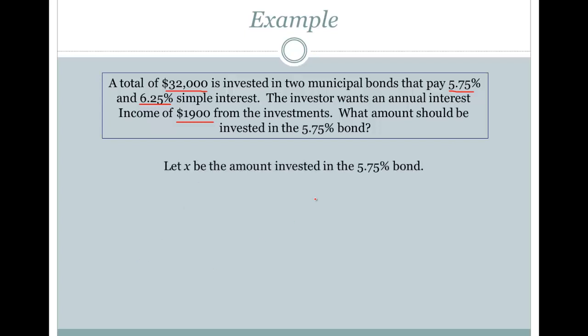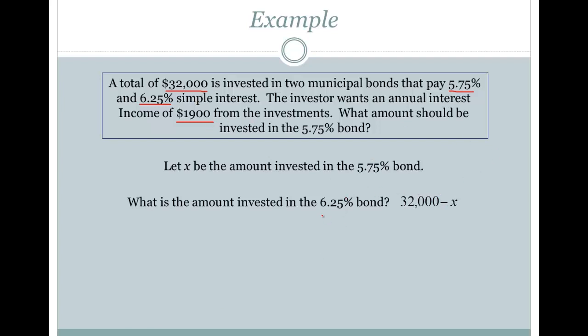Let X be the amount invested in the 5.75% bond. If I do that, what is the amount that's going to be invested in the 6.25% bond? Well, that's going to be the $3,200 minus whatever I invested in this bond, minus X. Okay? Again, make sure you guys are walking through this with me.